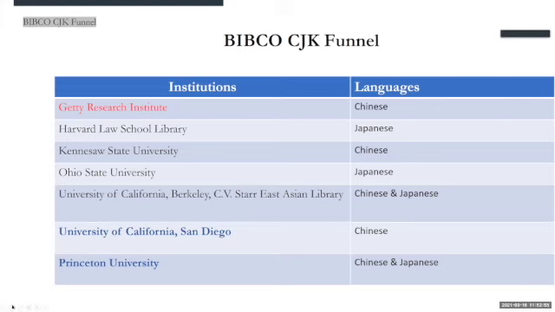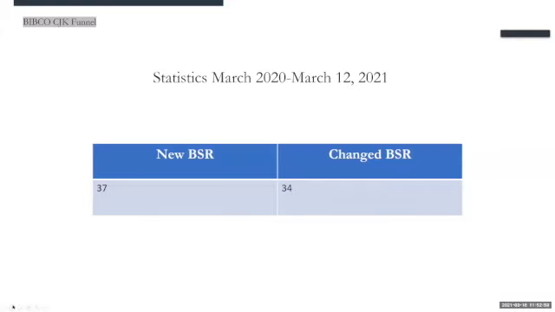And if we go to the next slide, thank you. We see that these are the statistics for this year since March last year. The new records contributed are only 37 and the changed ones are 34. But as I said, these numbers do not tell the whole story. The whole story is that those participants who joined at the very beginning are still contributing. It's just that they count their statistics with their own institution. I just want to add a couple more things. If we go to the next slide, please.